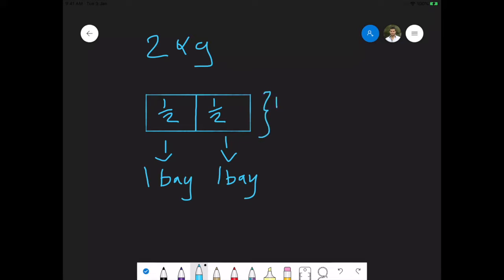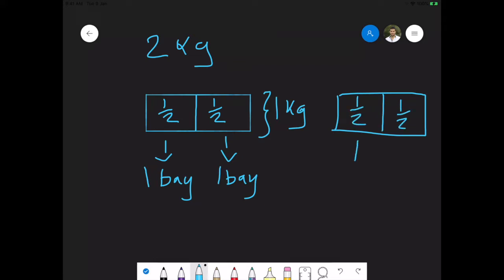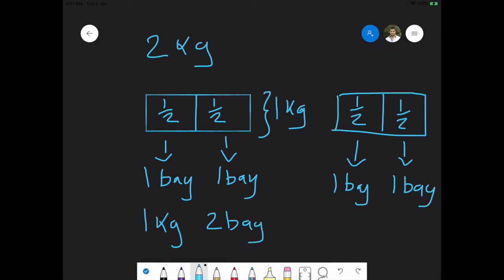But this is 1 kilogram. I have 2 kilograms of walnuts. Therefore, I need another one. And I know if one whole has 2 halves, therefore this one will have 2 halves. So here's another bag and another bag. So 1 kilogram requires 2 bags, which means 2 kilograms will need 4 of them because 2 times 2 is 4.